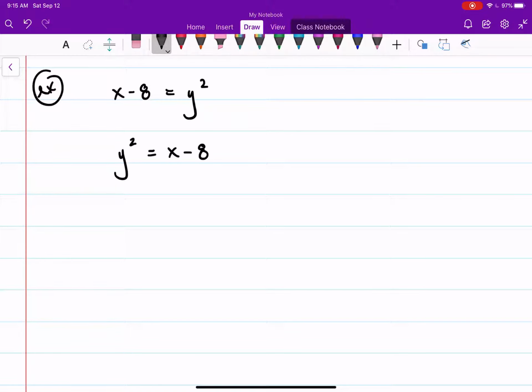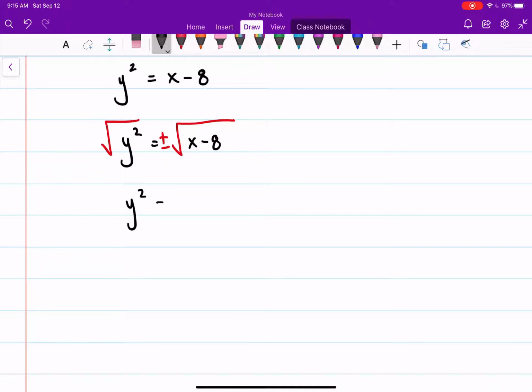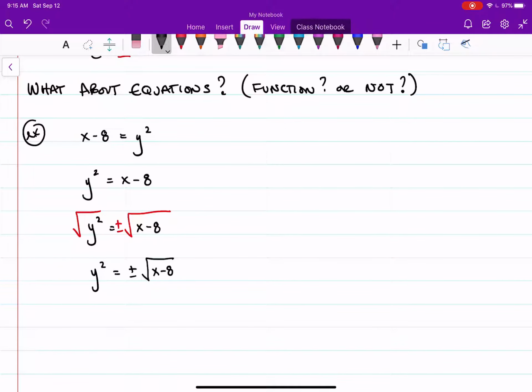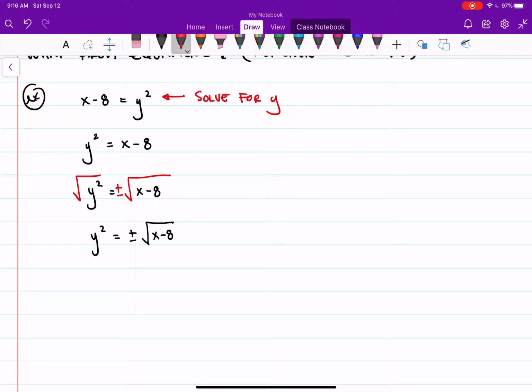With that being said, what would we typically do? You would typically take the square root of both sides, and every time you take the square root, you have to do plus and minus. So that means y is equal to plus or minus the square root of x minus 8. Okay, so number one, when this is given, our goal is to solve for y. After we have done this, I also want to give an example to see if this is a function or not, okay?